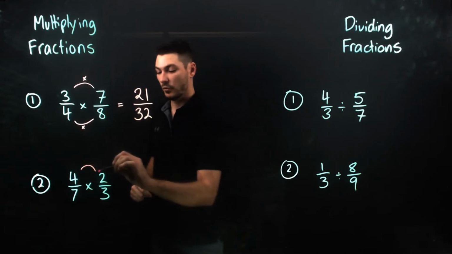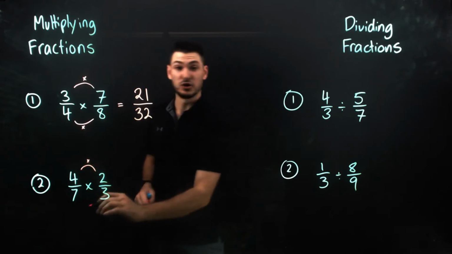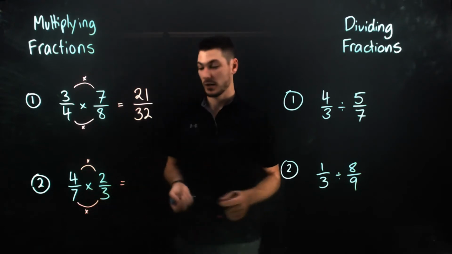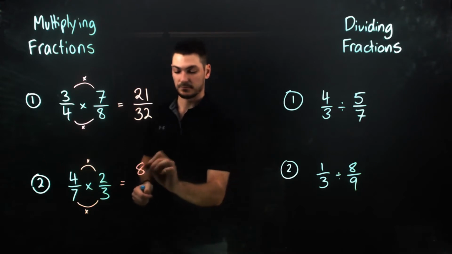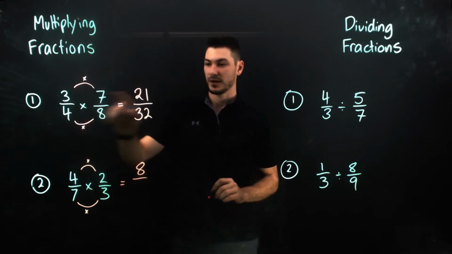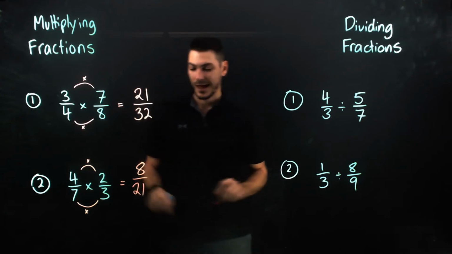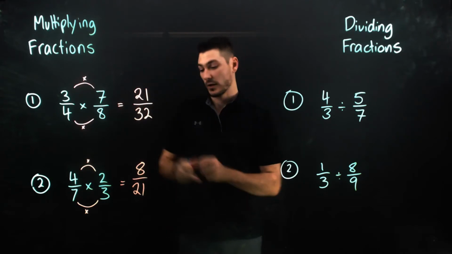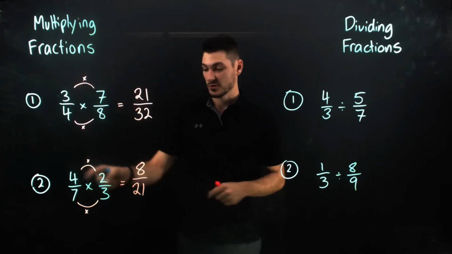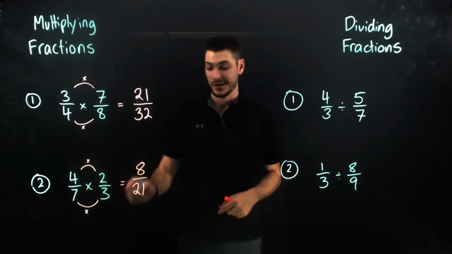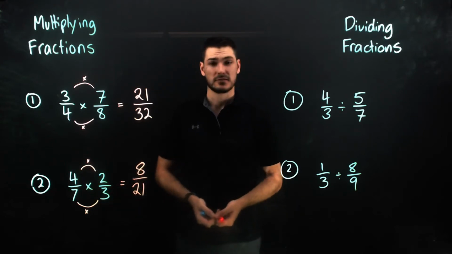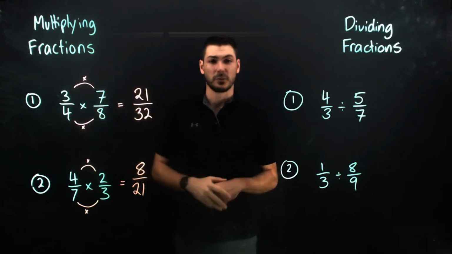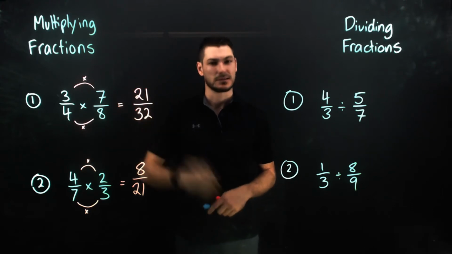The next one, 4 times 2 is going to be my new numerator, and 7 times 3 is going to be my new denominator. So 4 times 2 is 8. 7 times 3, again, is 21. And 8's factors are 1, 2, 4, and 8, and none of those divide into 21, so we are finished multiplying those two fractions together as well. 4 over 7 times 2 over 3 is 8 over 21. Nice. So multiplying fractions, pretty simple. Multiply the numerators together, multiply the denominators together, and in your answer, if you can, simplify it.